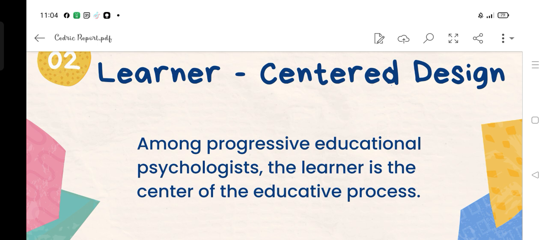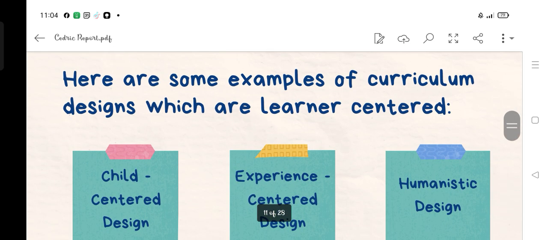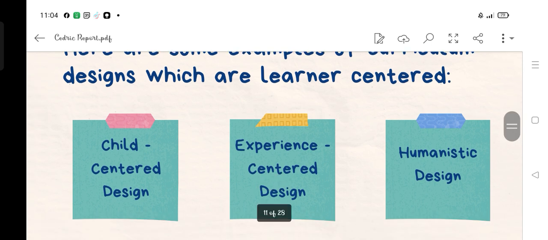So kung kanina nabanggit natin ang additional way, ngayon dito sa learner-centered design, part na ito ng 21st century education, which is hindi na tayo teacher-centered, student-centered na tayo, or learner-centered, and active na ang pagtuturo, not passive. So here are some examples of curriculum designs which are learner-centered: the child-centered design, experience-centered design, and humanistic design.